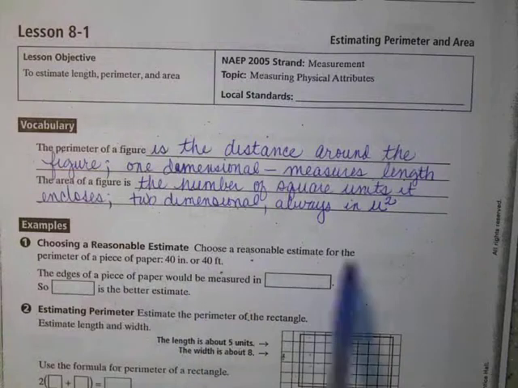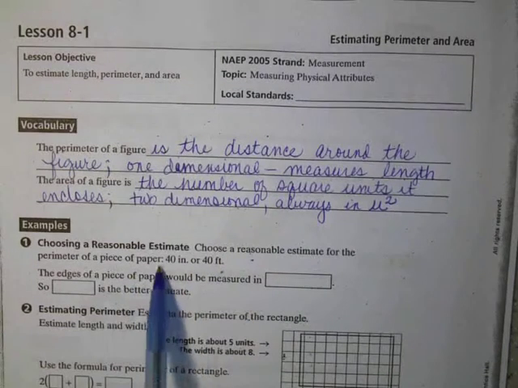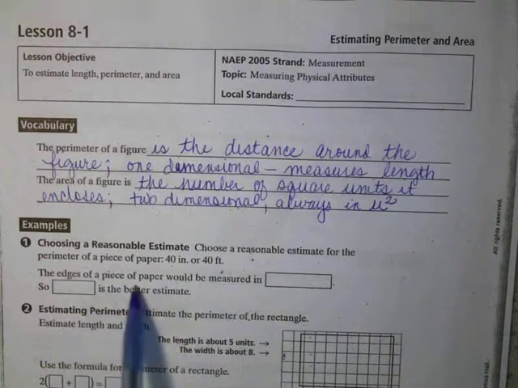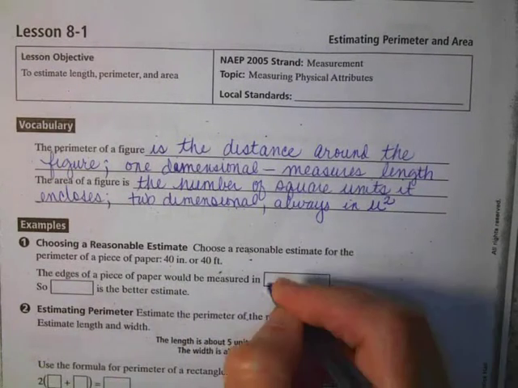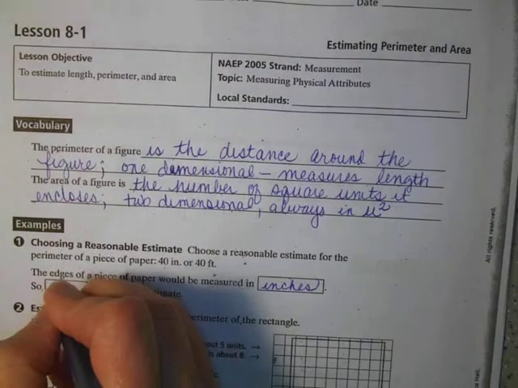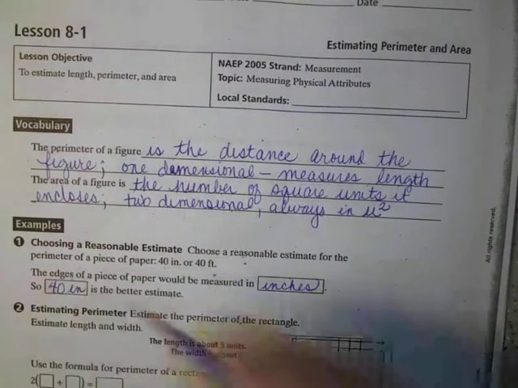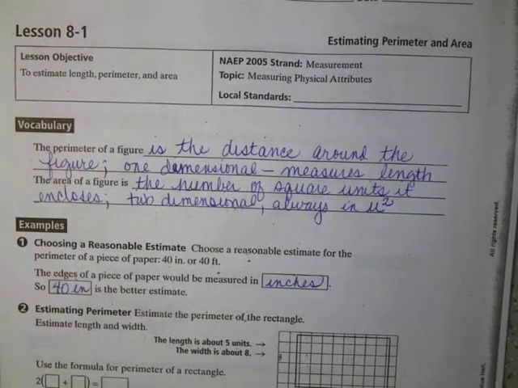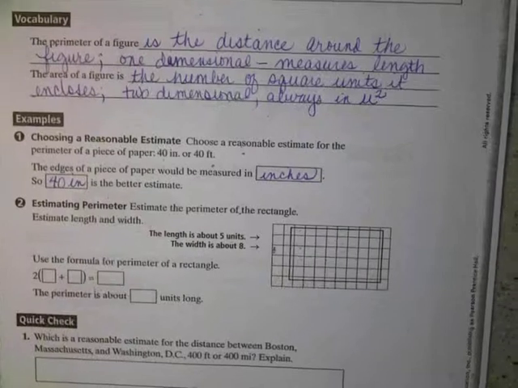Choosing a reasonable estimate. Choose a reasonable estimate for the perimeter of a piece of paper, 40 inches or 40 feet. The edges of a piece of paper would be measured in inches. So 40 inches would be the better estimate. Okay, that's a common sense question oftentimes.